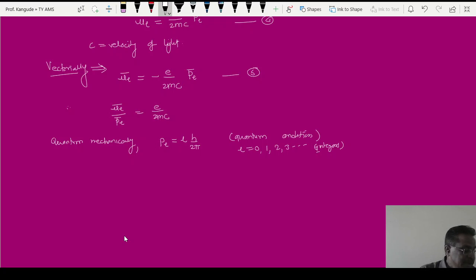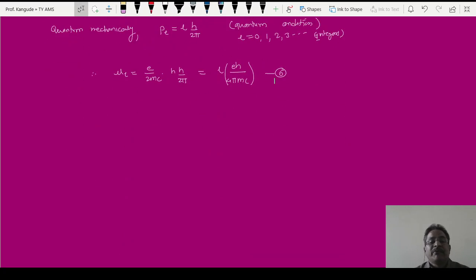Using this particular concept, I can write this relationship for mu L as E upon twice MC into L multiplied by h upon twice pi. Writing PL this way, the relationship can finally be written as L, the orbital angular momentum quantum number, into Eh upon 4 pi m C. Write this quantity in the bracket and call this relationship number 6.